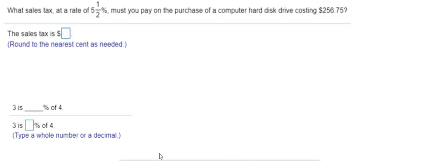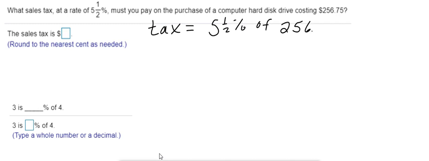What sales tax at a rate of 5.5% must you pay on the purchase of a computer hard disk drive costing $256.75? So tax is equal to 5.5% of the cost, $256.75.